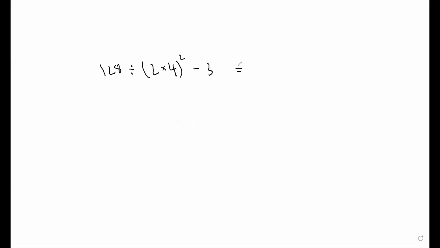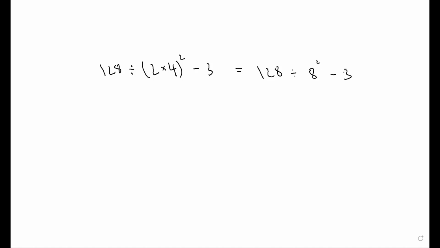So BEDMAS, brackets. So let's do the brackets. 2 times 4 is 8. So far, so good. So 128 divided by 8, and the exponent still stays there because we haven't dealt with that. I'll just put it raised to the 8 minus 3. And then you just go through BEDMAS again and reevaluate.